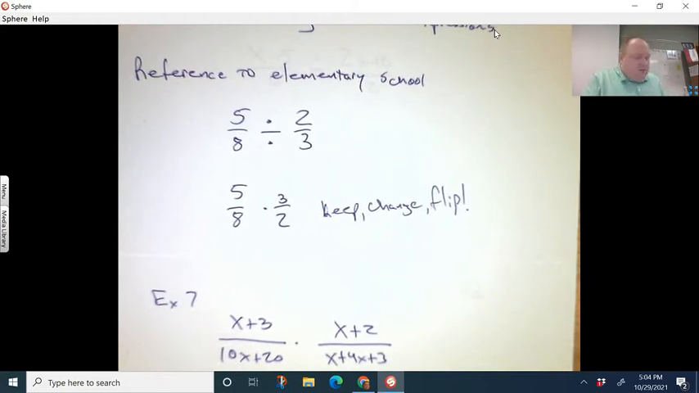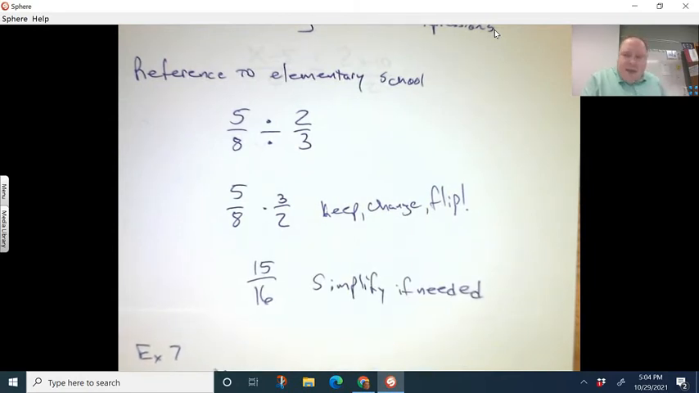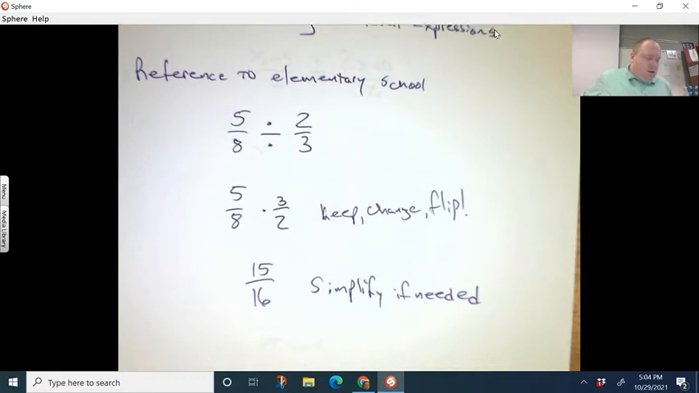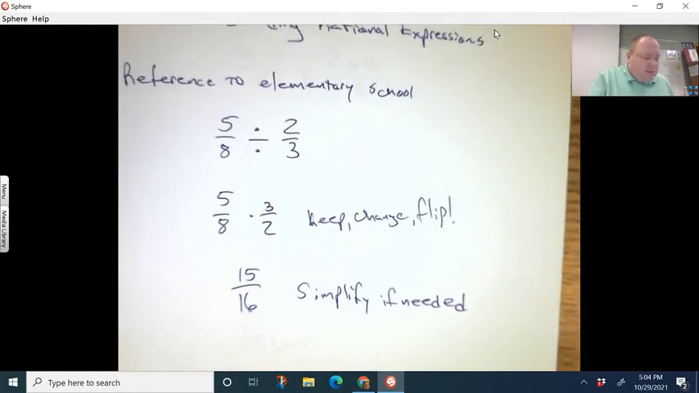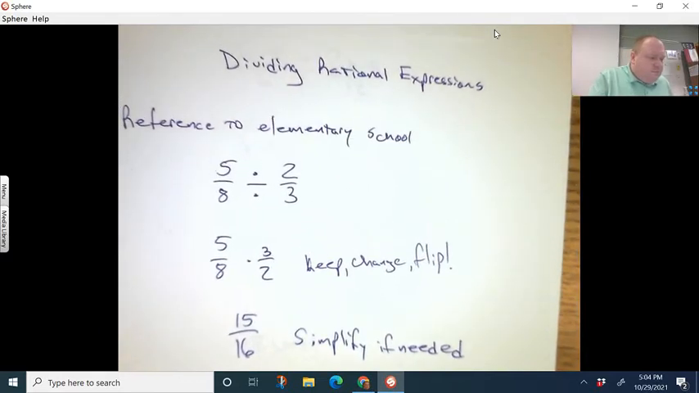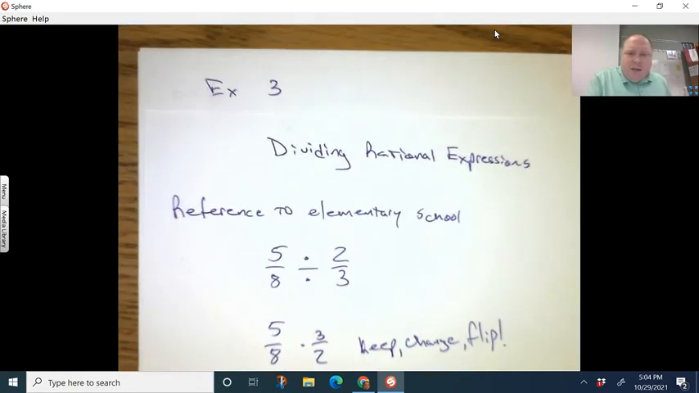But after that, now you multiply straight across, and you would simplify if needed. Every fraction must be simplified. So here we go. Let's give you an example. So now I'm looking at example 3.